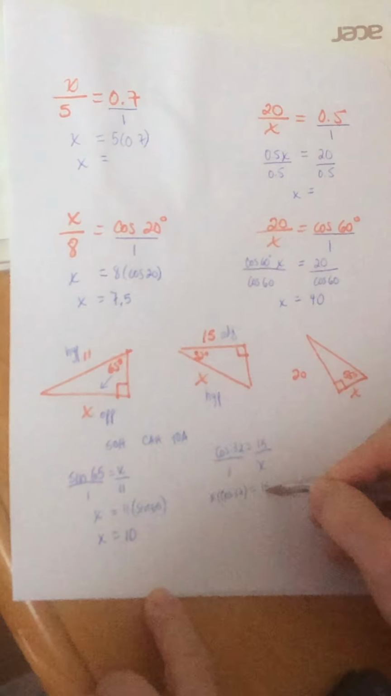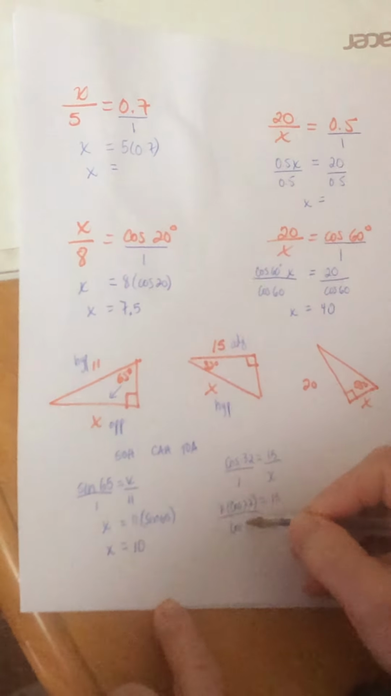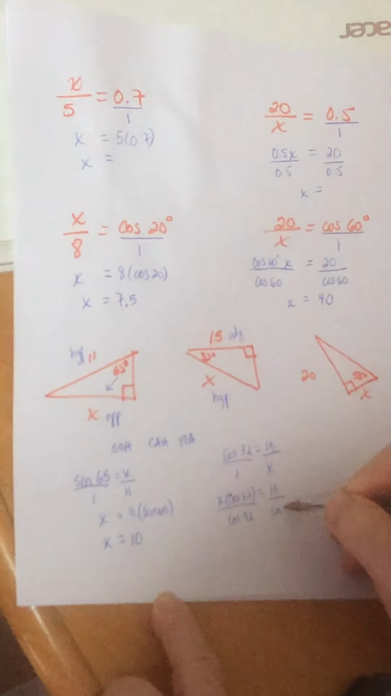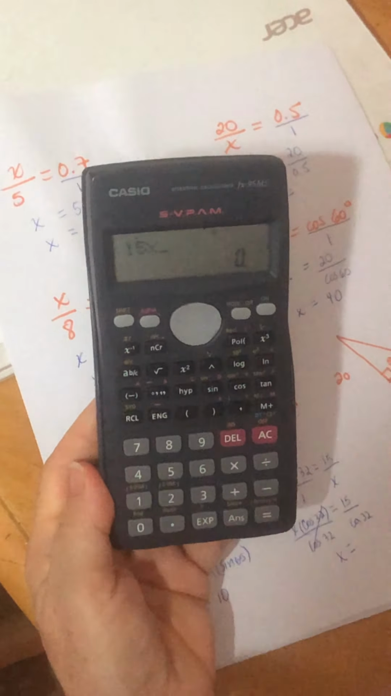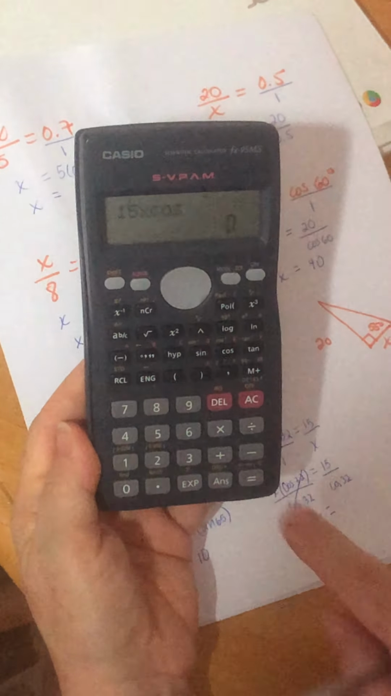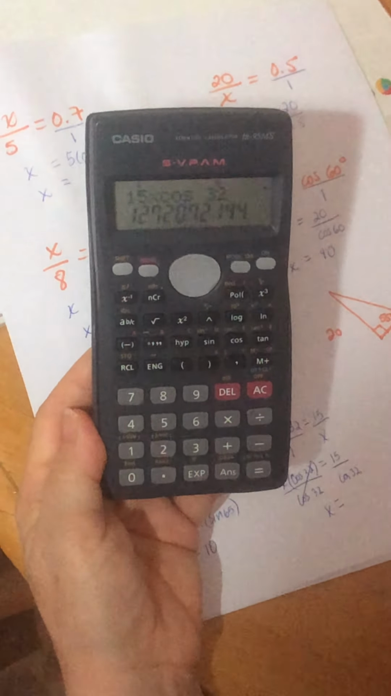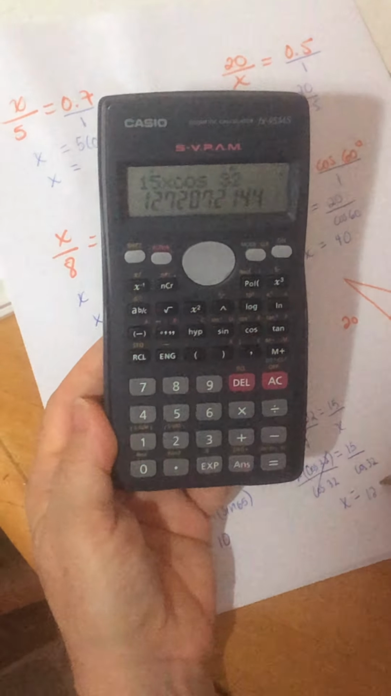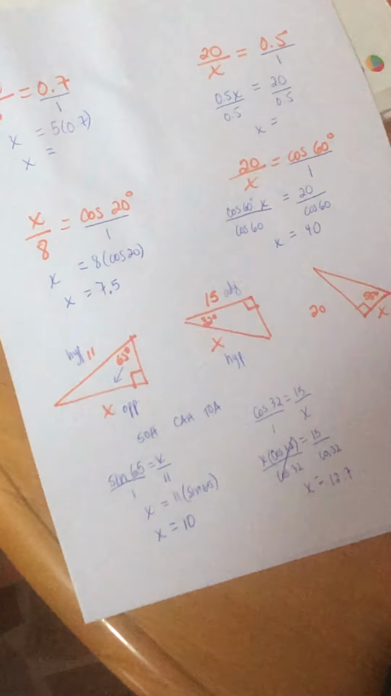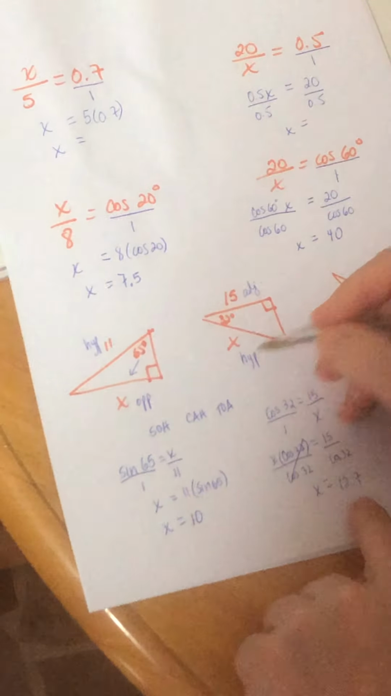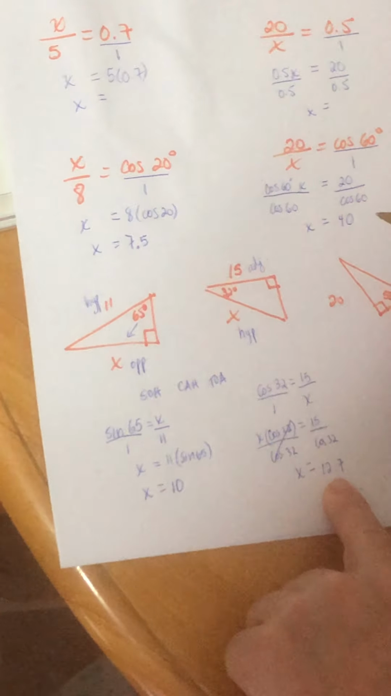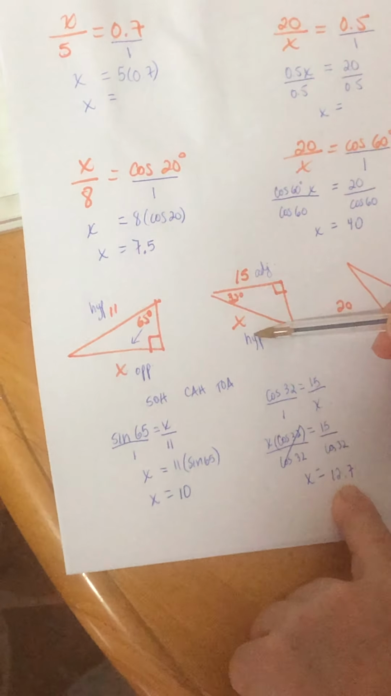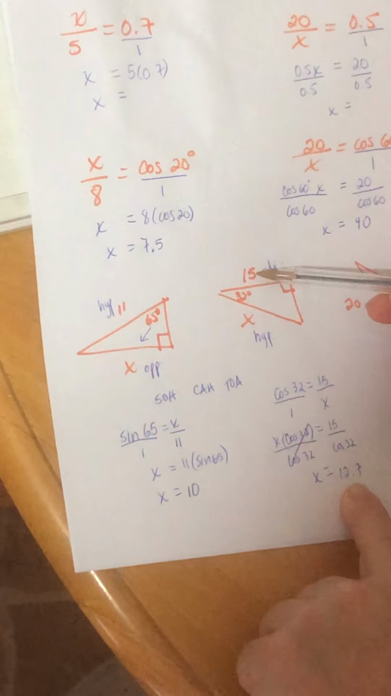1 times 15 is 15. To solve for x, divide by cosine of 32. These cancel. X equals, calculator, 15 times cosine of 32. That would be 12 and 7/10 rounded. Okay, so the hypotenuse would be 12 and 7/10. Uh-oh, something's wrong. The hypotenuse has to be larger than the leg. Let me go back.